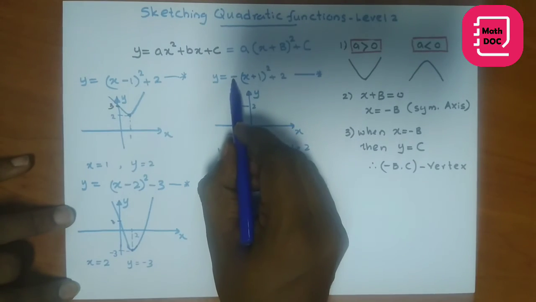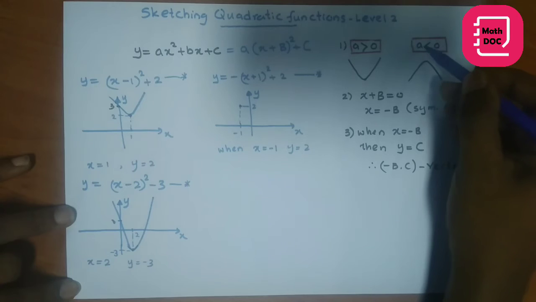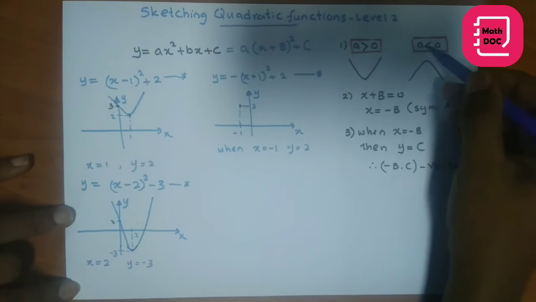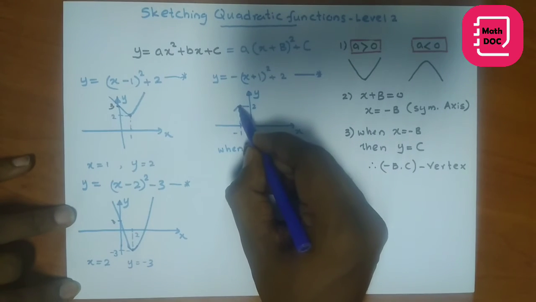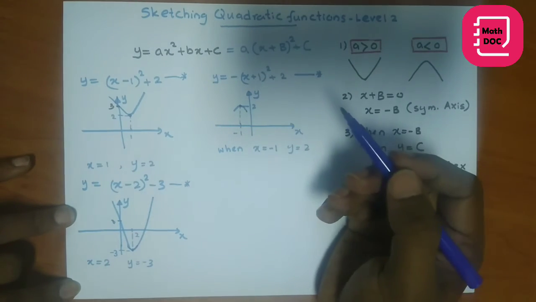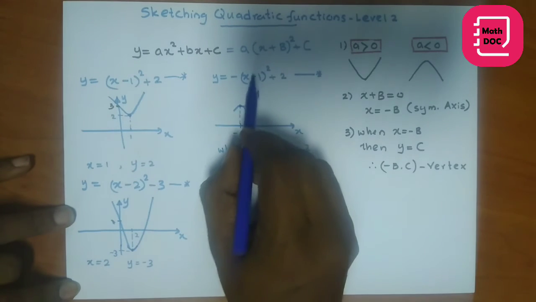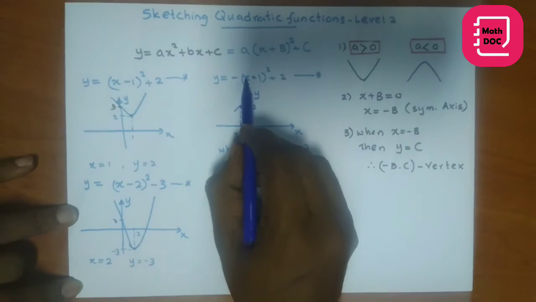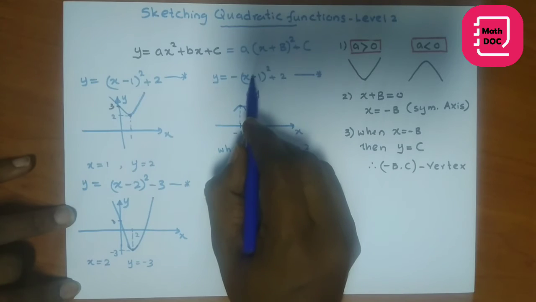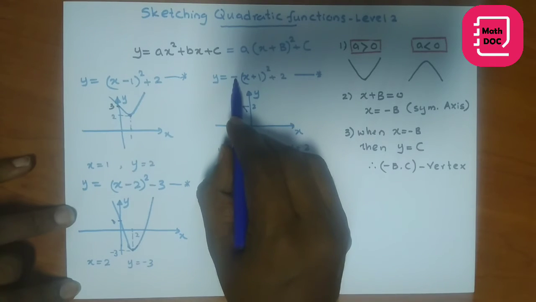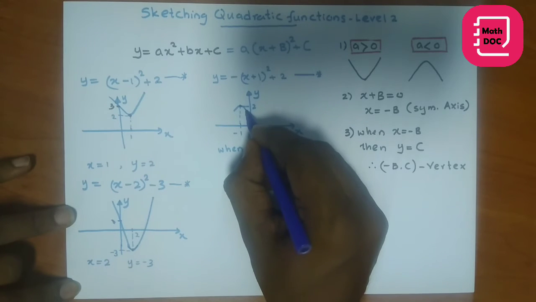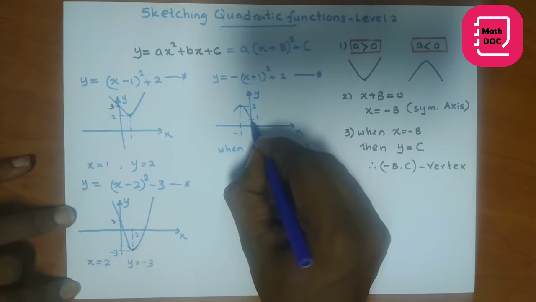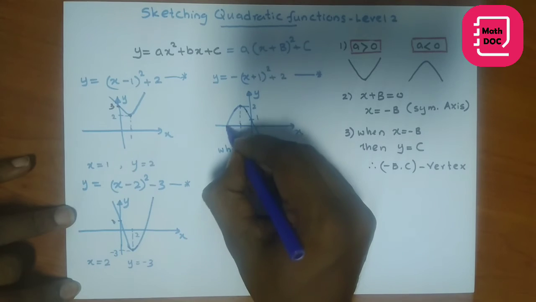Now here the sign is negative. Then we know when a is less than 0, that means negative, the shape is a maximum. This point will be the maximum point. And when x equals 0, 1 squared is 1, 1 into minus 1 is minus 1, plus 2. It is 1. Then passing through the point 1 to complete the parabolic shape.